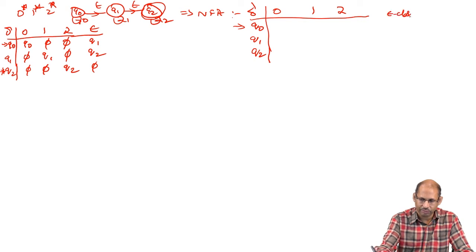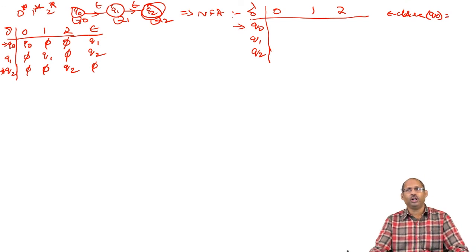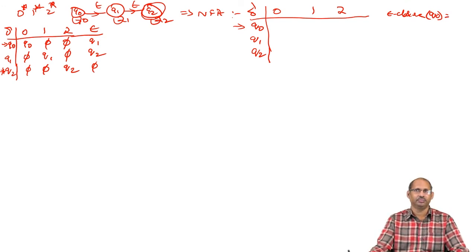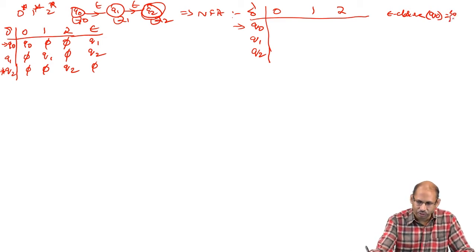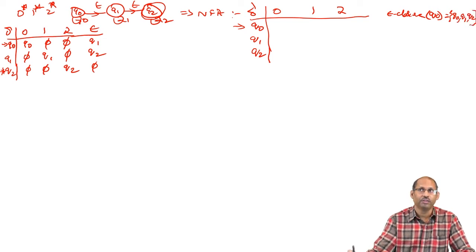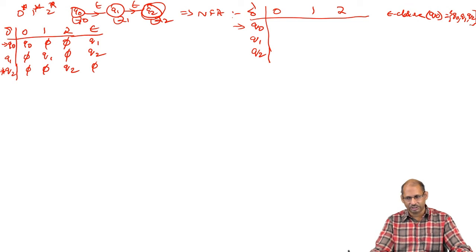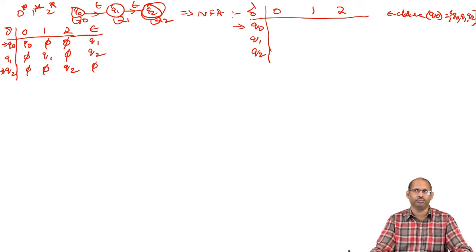Epsilon closure of Q0. Q0 will be in the same state. It can reach Q1 and also it can reach Q2. So finally what are we getting? Q0, Q1 and Q2. We are getting three states, Q0, Q1, Q2.